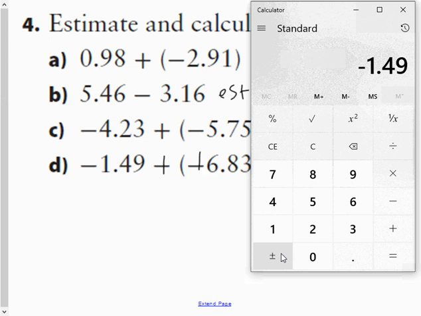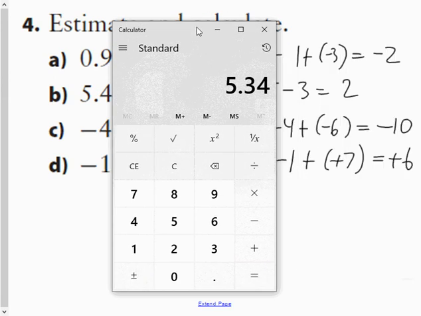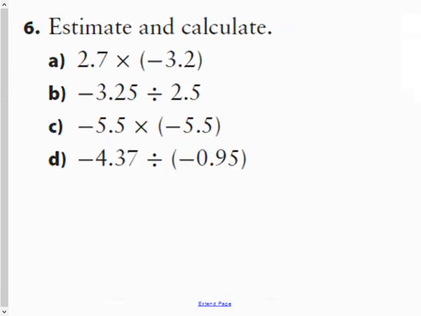And the last one, 1.49. Change it to negative. Let's just do the take away this time. I'm going to ignore the fact that it was a keep, flip, change. Take away 6.83 negative equals a positive 5.34. My estimation was 6. We're good.